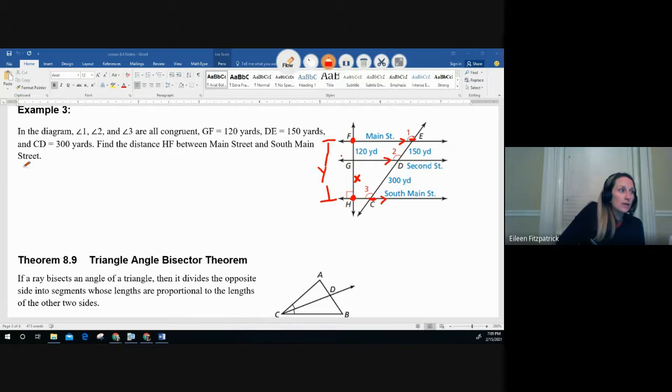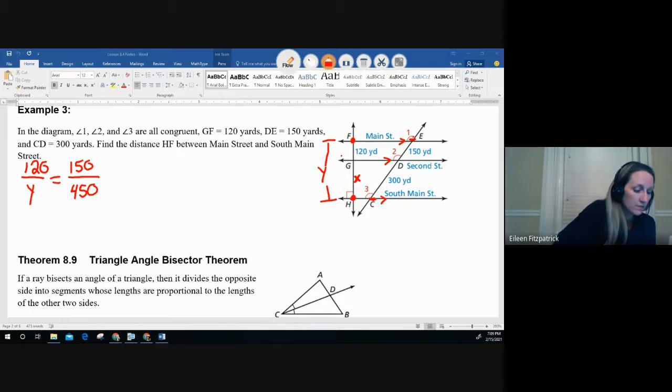So you could say 120 over Y is equal to 150 over 450, the whole thing. And you can solve for Y and get your answer. So when I cross multiply 450 times 120, that's going to give me 54,000 is equal to 150Y. Then divide by 150 and you get Y is 360. So that is the answer.